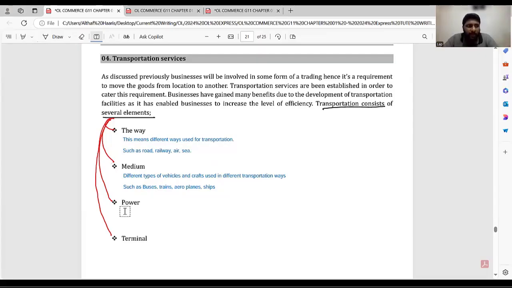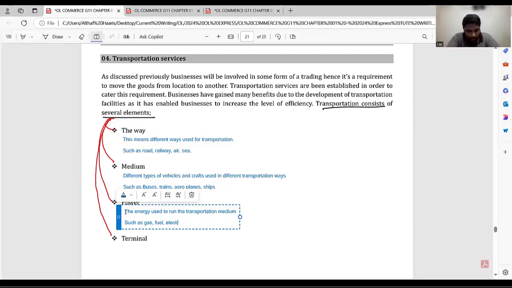Power, people, can be fuel like petrol, diesel, coal, electricity. Now electric vehicles also exist. If you take an example, light train or metro, which is not there in Sri Lanka, a metro runs on electricity. The energy used to run the transportation medium, such as gas, fuel, electricity, solar power, battery.